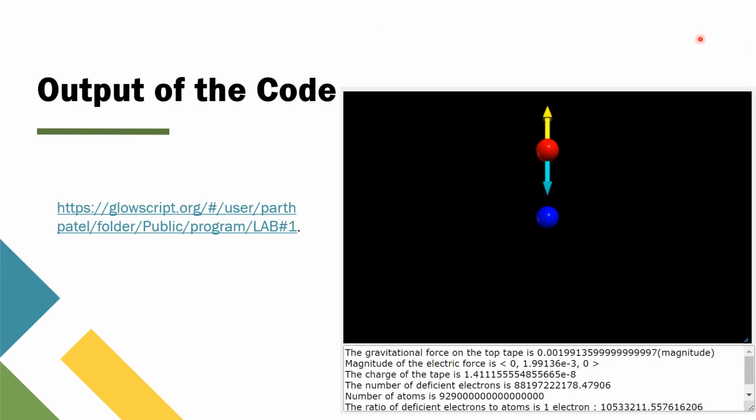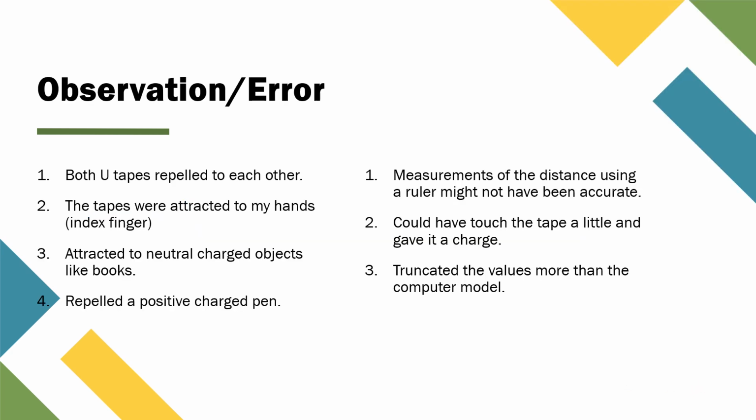So this is the output of the code. You can see how much bigger the spheres are versus the arrows. That's due to the scalar factor, and then this was the terminal command window, where you can see most of these numbers do line up with what I got by hand. But again, GlowScript keeps more terms, unlike me, as I truncated some values, and my calculator also truncated more values than normal. So these were some of the things I got to observe during the experiment and some errors that I thought could happen during the experiment as well.